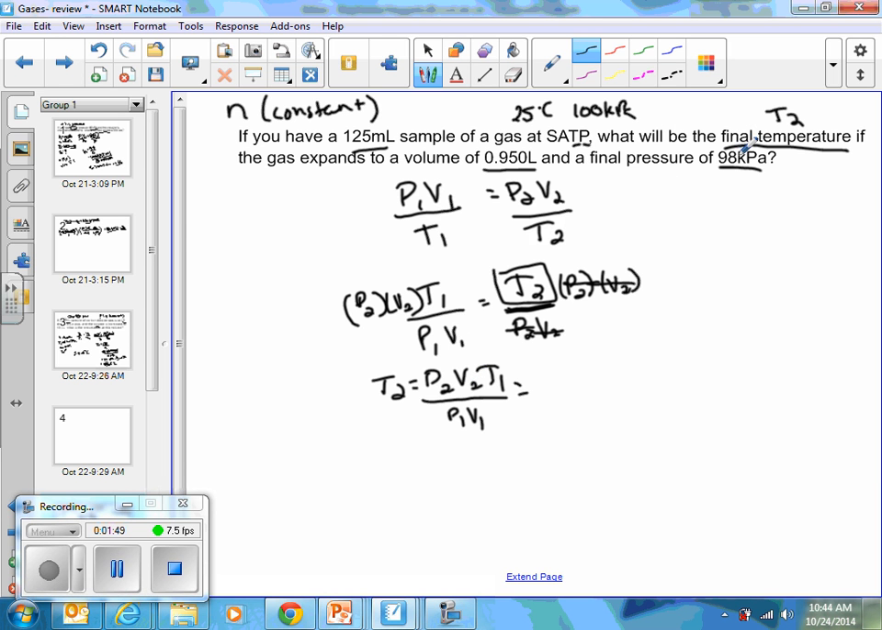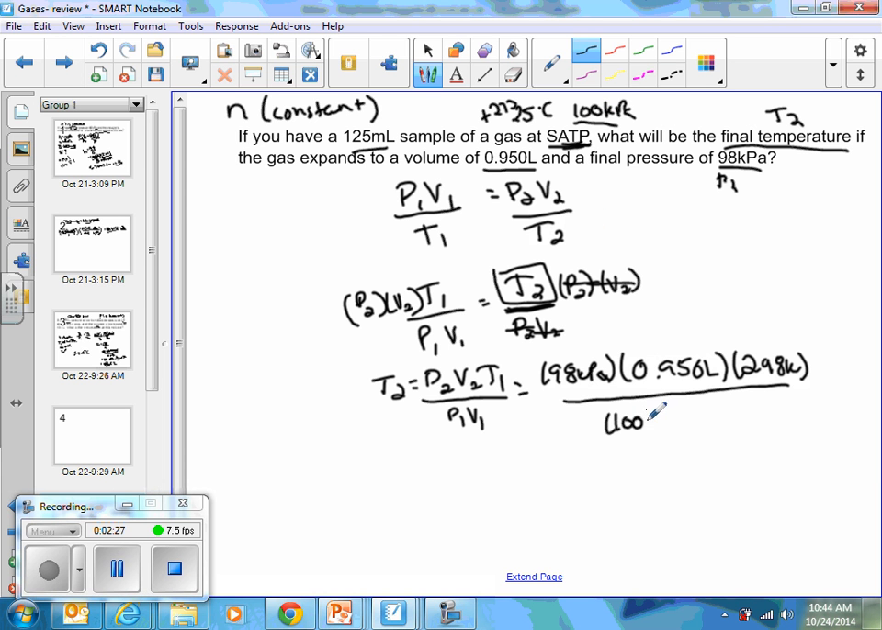If we sub in our numbers, my P2, my final pressure, is 98 kilopascals. My final volume is 0.950 liters. My initial temperature started at SATP, so that's 25 degrees. Remember, we have to add 273 to convert that to Kelvin. We get 298 Kelvin. Divided by an initial pressure, it's at SATP, so my initial pressure is 100 kilopascals.